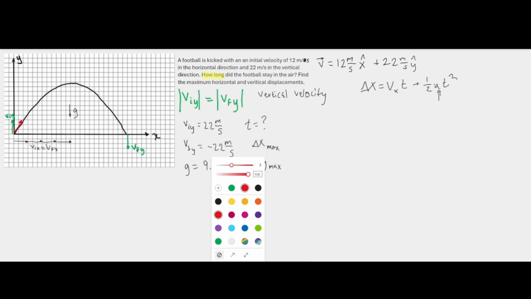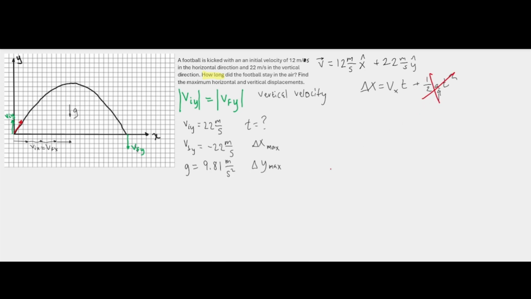There's no acceleration in the horizontal direction, so that term is 0. And we're only worried about the first term of the equation, the Vx times t. Okay, well, I don't have time. I do know what my velocity in the x direction is, and actually let's write that down. It's right here in the first part of this vector equation. My velocity in the x direction is equal to 12 meters per second.